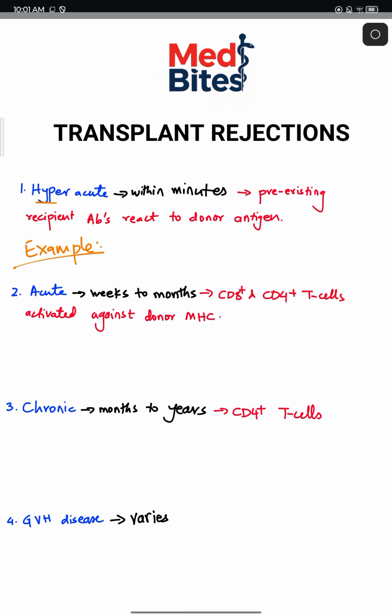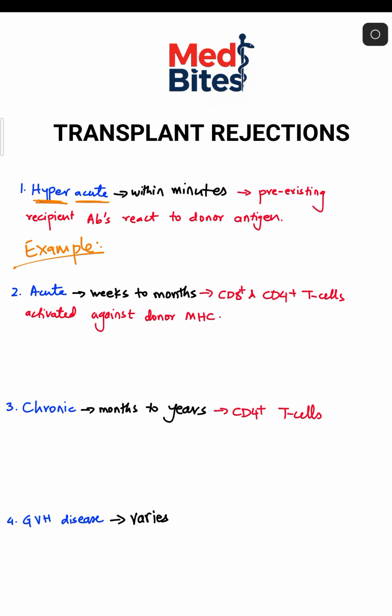First is hyperacute. As the name suggests, it happens fast, within minutes to hours. The mechanism is that the recipient already has preformed antibodies against the donor's antigens. So the antibodies attack immediately. And again, going back to hypersensitivity, we said that antibodies constitute a type 2 hypersensitivity reaction.